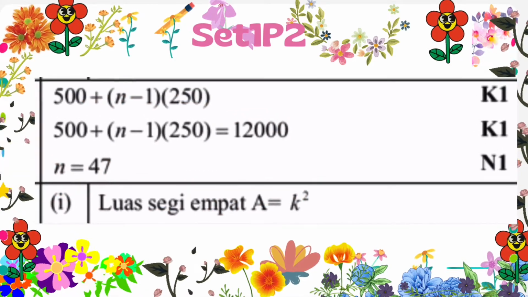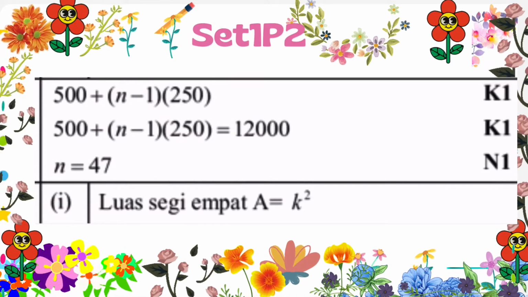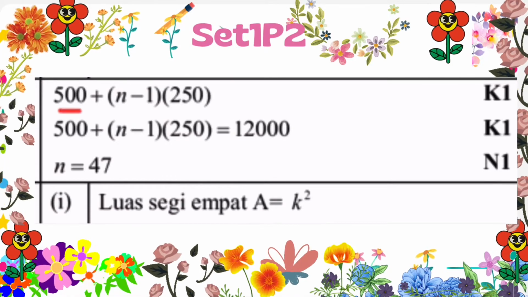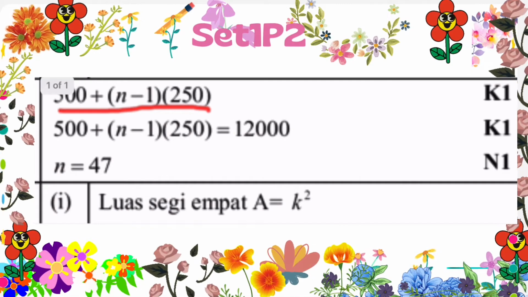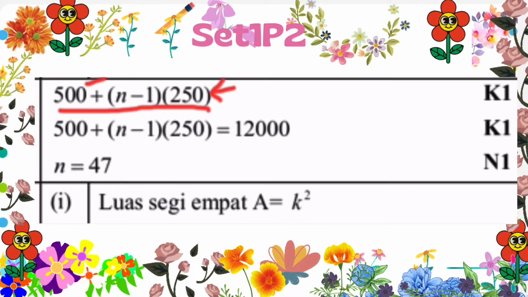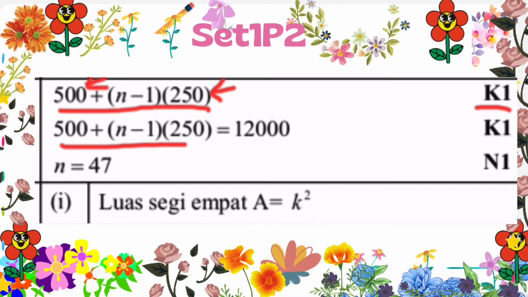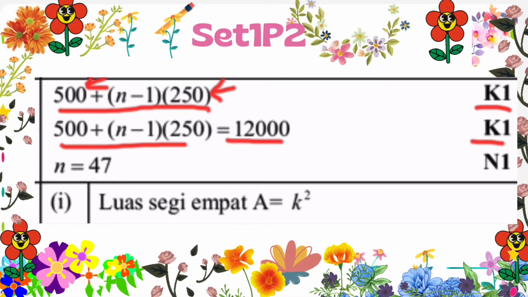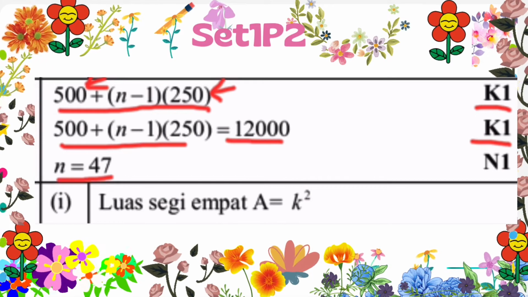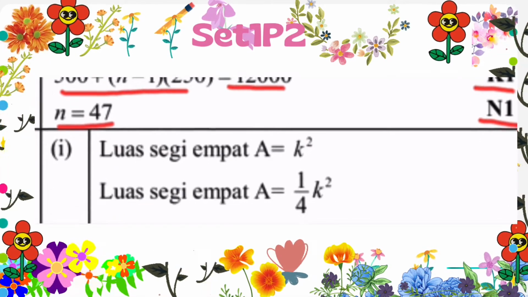Now I would like to discuss with you how the marks are allocated in the SPM exam. So if you write the Tn formula with the common difference and the first term, there will be 1 mark. And then if you substitute Tn equal to 12,000, there is another 1 mark. Then N you solve, you will get 1 mark for the arithmetic progression.